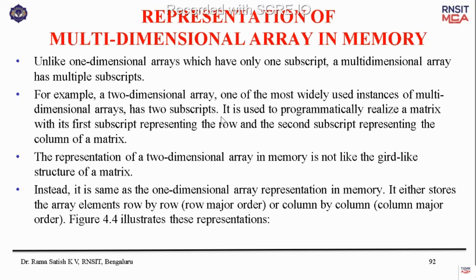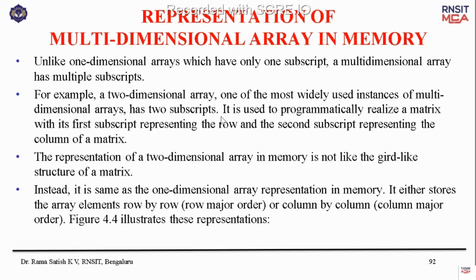And how do you represent a matrix in memory? The title of this particular topic is representation of multidimensional array in memory. We have to understand how exactly memory is allocated to a two-dimensional array. The representation of a two-dimensional array in memory is not like a grid structure. It is not like how you are imagining. It's not a grid-like structure of the matrix. Instead, it is the same as the one-dimensional array itself, which represents sequential elements in the memory representation. Either it stores array elements row by row or column by column.